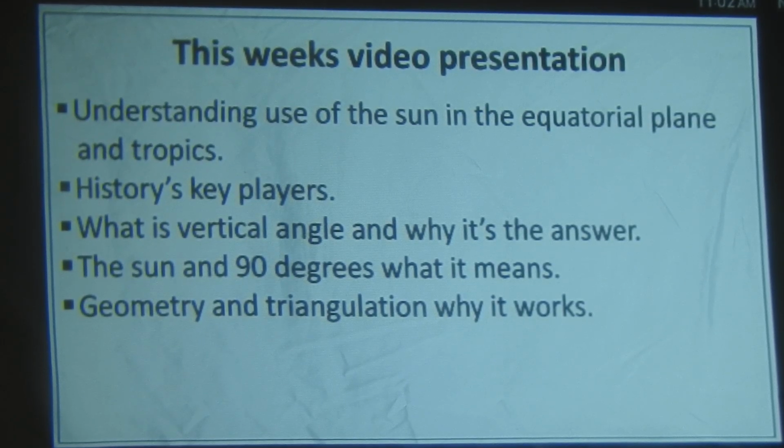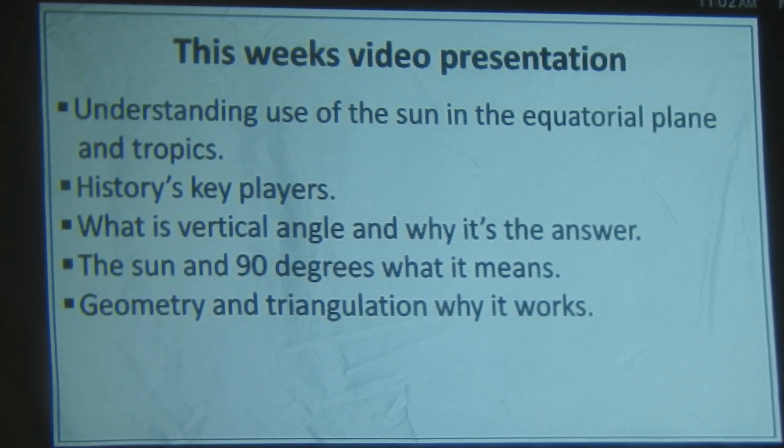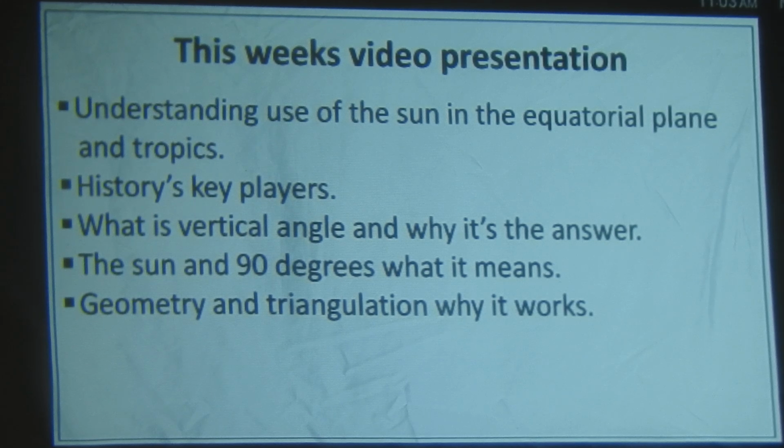We'll talk a little bit about understanding the use of the sun in the equatorial plane and the tropics, and why the sun is the answer. We'll talk more about history's key players and what it really meant. What is vertical angle and why it's the answer, and the two sciences that use it. The sun at 90 degrees and what it really means. And then we'll get into a little bit of geometry and triangulation, why it really works, and the sciences that use that methodology.